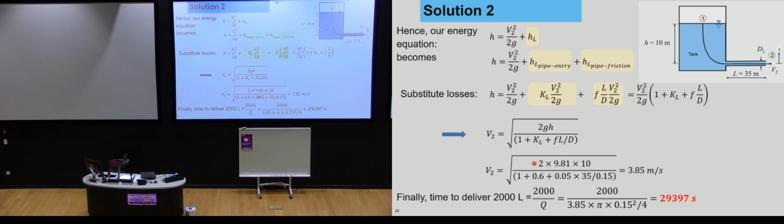No, so he's right. This is 2,000 liters, and you should need to convert that to meters cubed, which will make a difference to this result. Okay, all right, I will correct the notes online. Thank you for that.